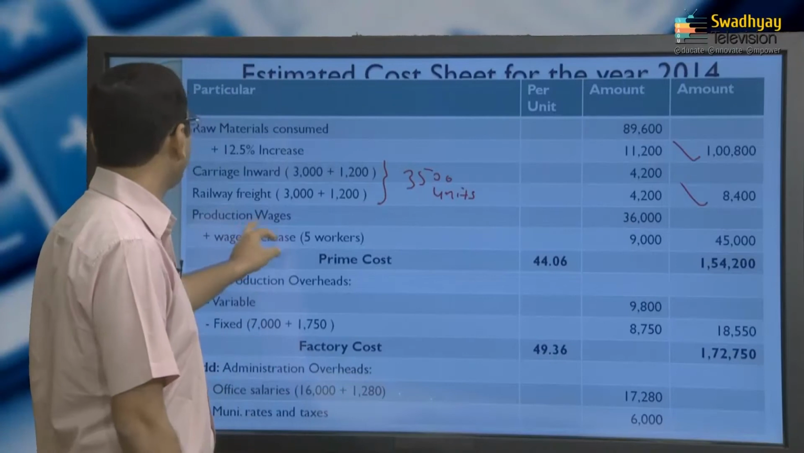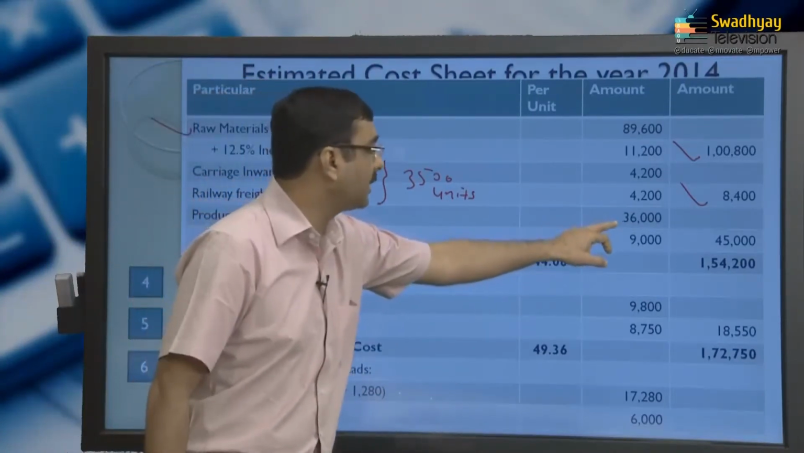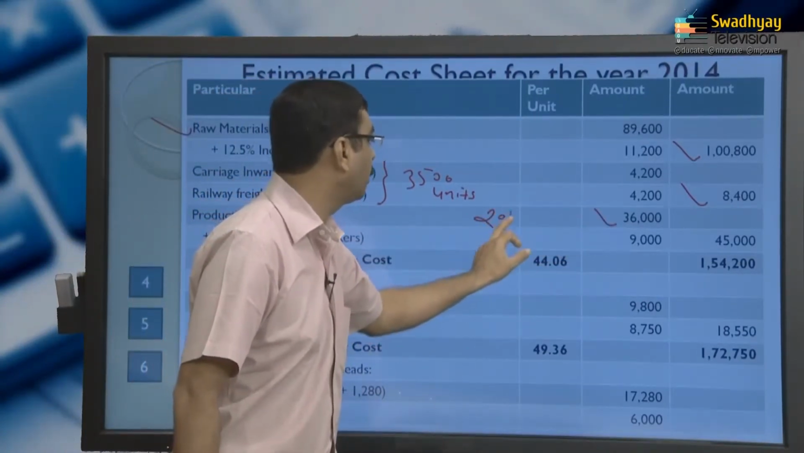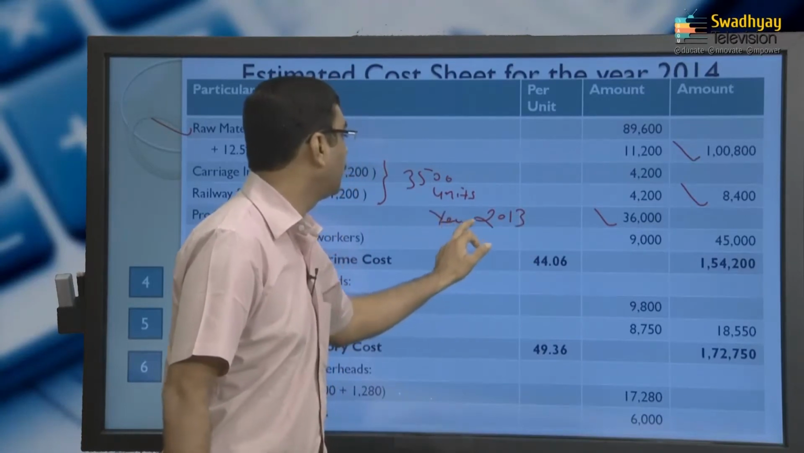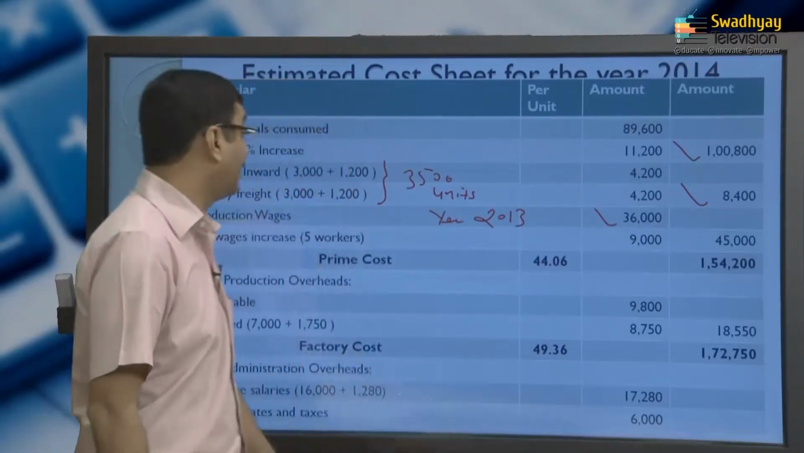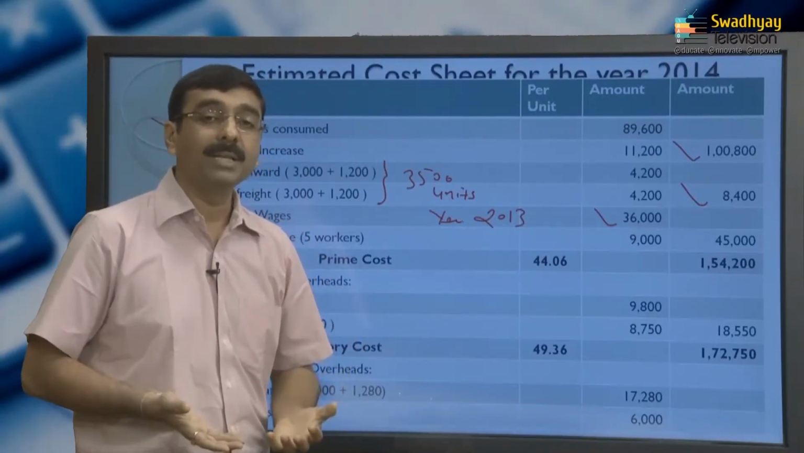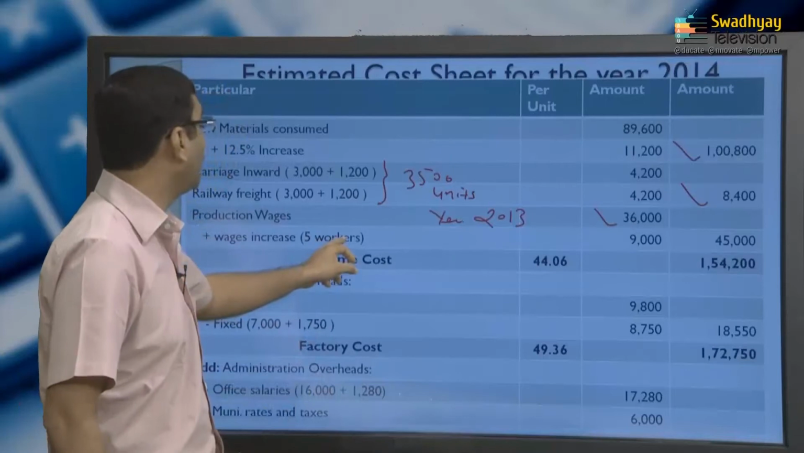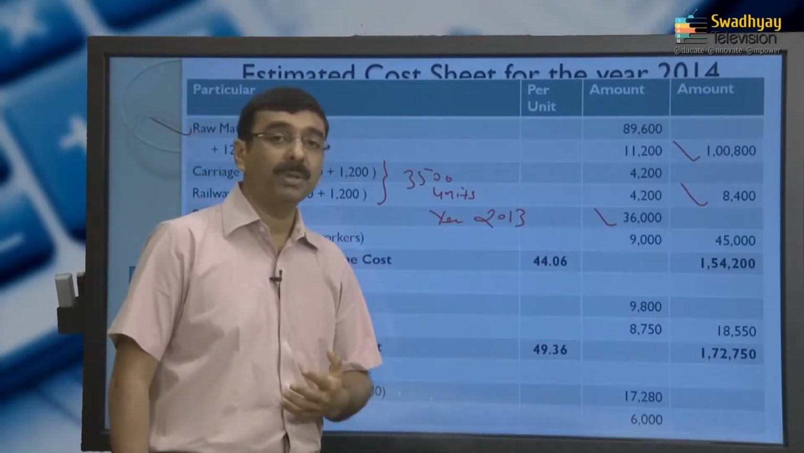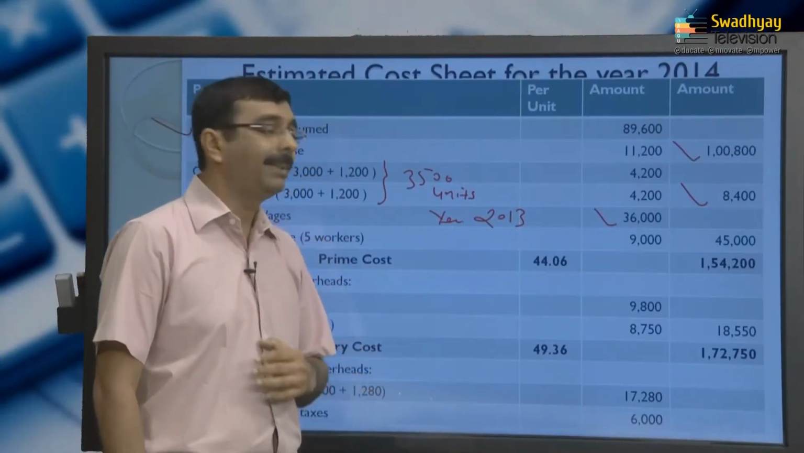Then the next is production wages. Production wages are 36,000 rupees. This was the calculation for year 2013. In year 2013 it was 36,000 rupees. But then they recruited new employees in the year 2014. They recruited 5 workers and paid 150 rupees salary per month multiplied by 12 months.